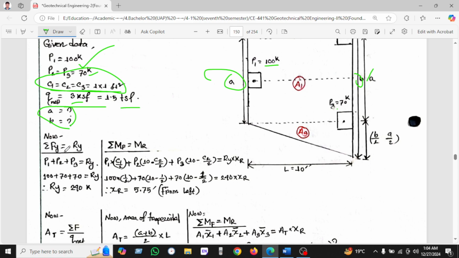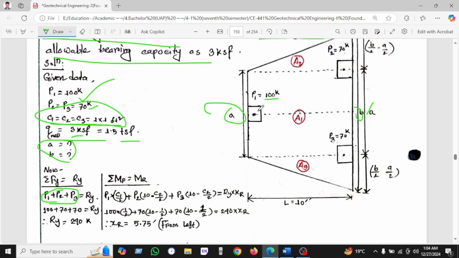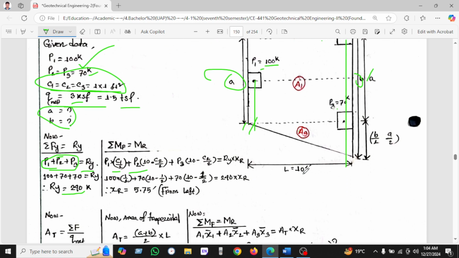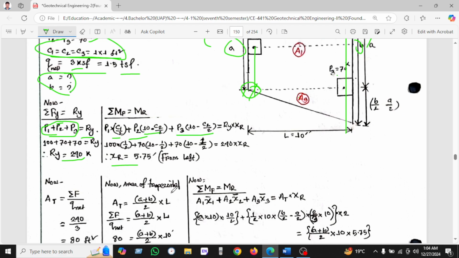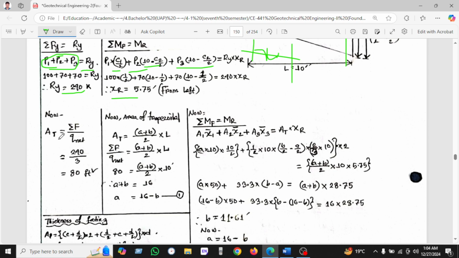So we can see here the applied force equals resisting force. All the applied loads P1, P2, P3, and Ry equals 240. And we are taking the moment from here. So P1 into C by 2, and P2 into 10, this is the 10, minus C by 2, and P3 also the same equation, and found XR equal to 5.7 feet from the left portion. So this is the XR. Now we'll calculate the area equal to force divided by stress, and found 80 square feet.